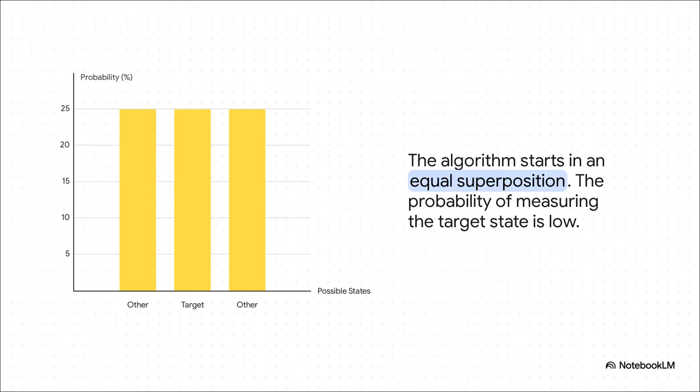Well, the algorithm starts by using those Hadamard gates to put the system into an equal superposition of every single possible answer. At this point, every potential solution has the same tiny probability. Our target is basically lost in a sea of possibilities.